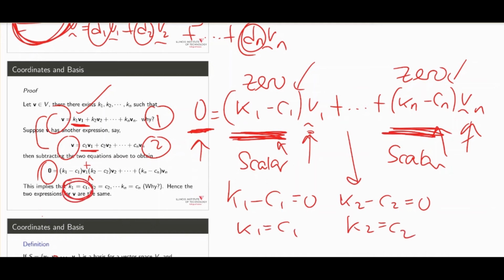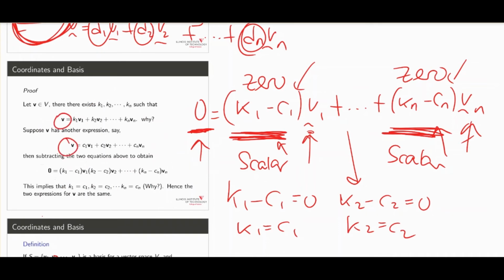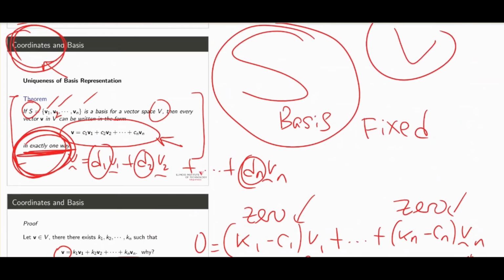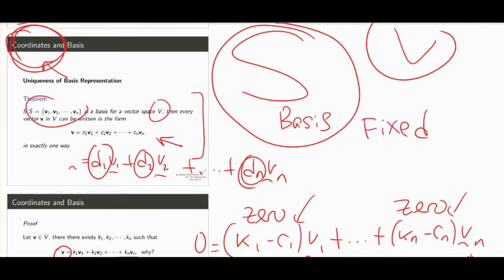So that's the reason why k1 has to be c1, k2 has to be c2, all the way to kn has to be cn. Which means that if you try to express the same vector differently, you can't do it. They are the same. So this proves the theorem that if you have a basis, then otherwise this is not true. So we have to have basis vectors.